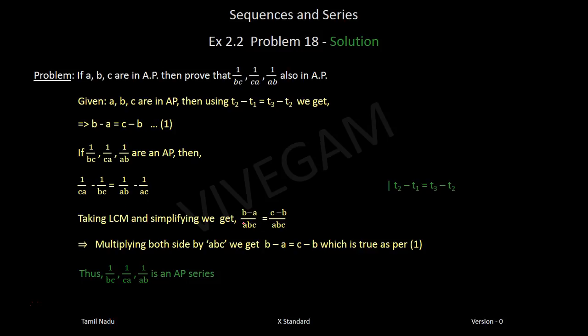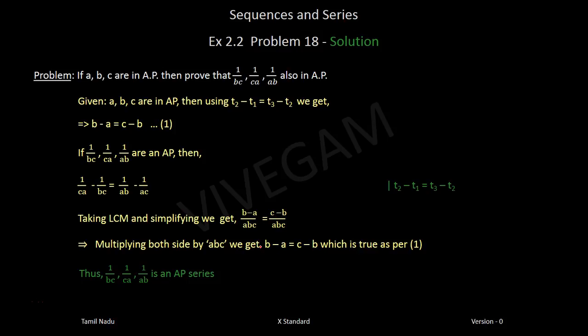So what will happen? CA will go B times, so B into 1 is B. Then BC will go A times, so A into 1 will be A. Similarly, AB will go C times, so C into 1 will be C. Then AC will go B times, so B into 1 is B. But you can see now you have this equality. You can straight away cancel. You don't even need to write this step, but for clarity I am writing it. Multiplying both sides by ABC, this ABC will get cancelled. Then you will be left with B minus A equal to C minus B.